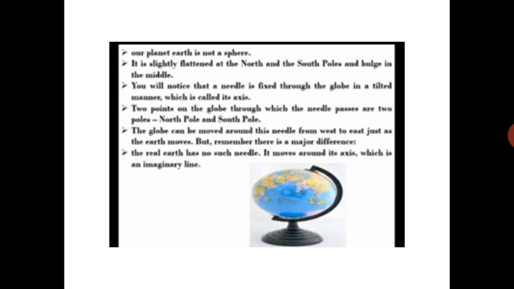See here, the globe can be moved around this needle from west to east, just as the Earth moves. How does the Earth move? Like that, and the globe also moves from west to east. The real Earth has no such needle, but here we have that needle. Shall we see that one by one?